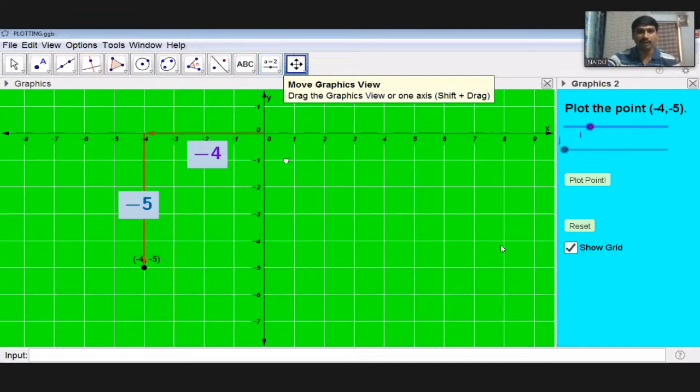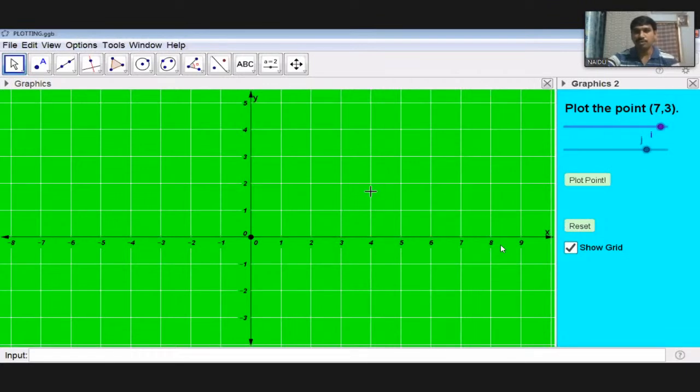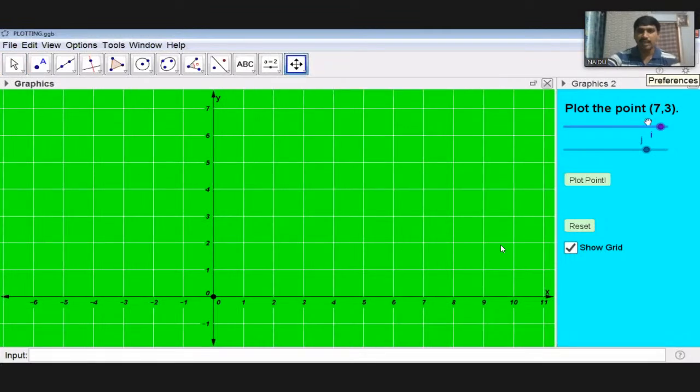Now let us observe here. Now both I am going to change. Now this is 7 comma 3. Observe this. X value is 7 and y value is 3. So now what I am going to do? I am going to plot this point. Observe clearly. Started from the origin, 7 units toward the x direction and now 3 units toward the y direction. That means upside. So finally this is the final position and this point is 7 comma 3. I think it is clear.